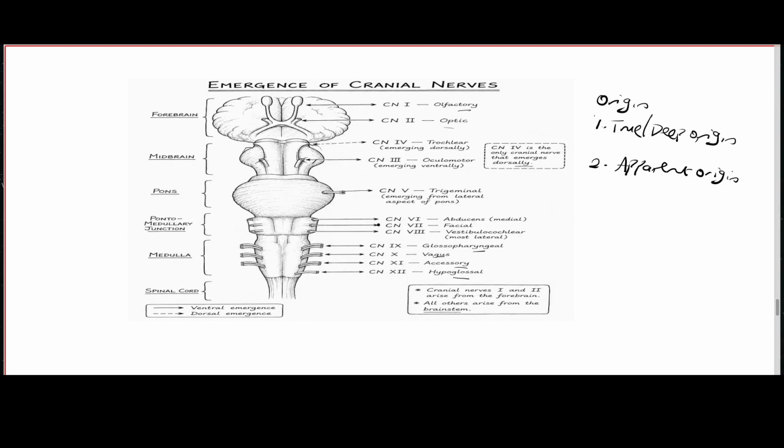So this is the apparent origin of the cranial nerve. Two cranial nerves emerge from the forebrain. Two cranial nerves emerge from the midbrain. Four cranial nerves emerge from the pons. Actually, one emerged from the pons and three from the pontomedullary junction, and four cranial nerves emerge from the medulla. So you can use this to remember how the cranial nerves emerge from the brain.